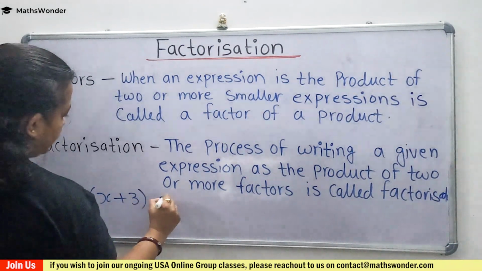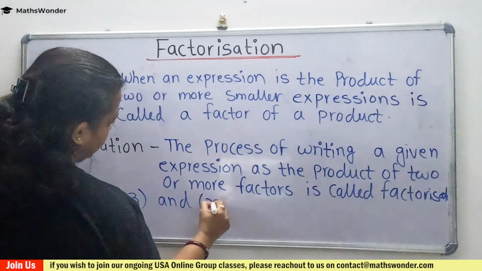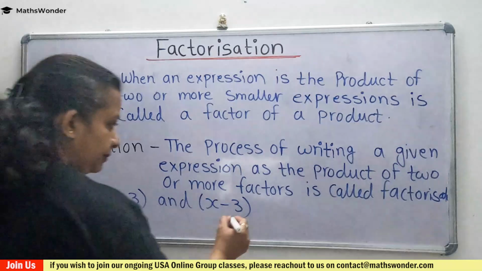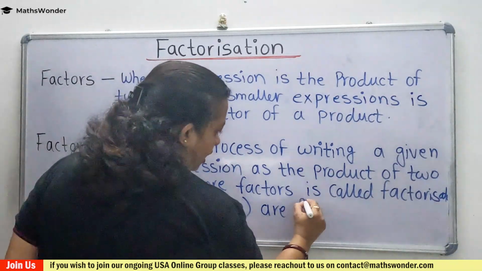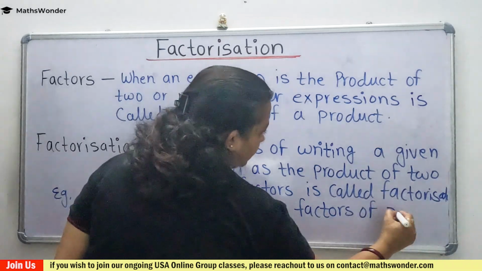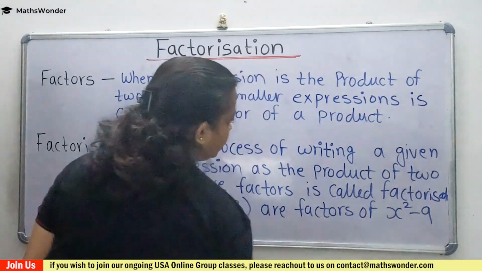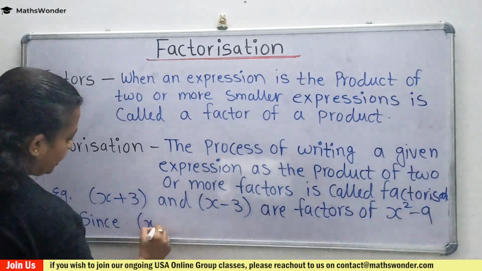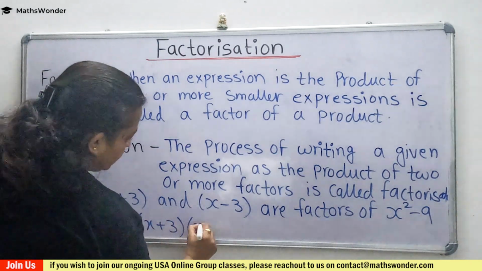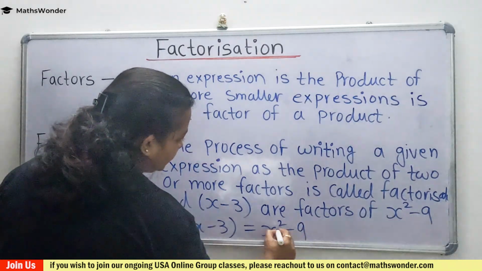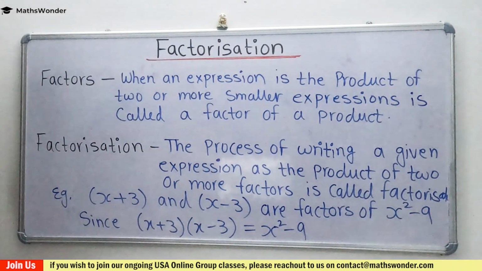x plus 3 and x minus 3 are factors of x square minus 9, since you can write x square minus 9 as (x plus 3)(x minus 3). That's it.